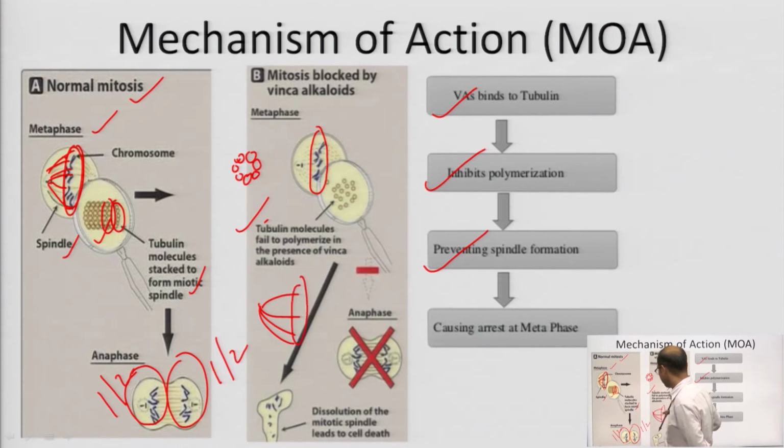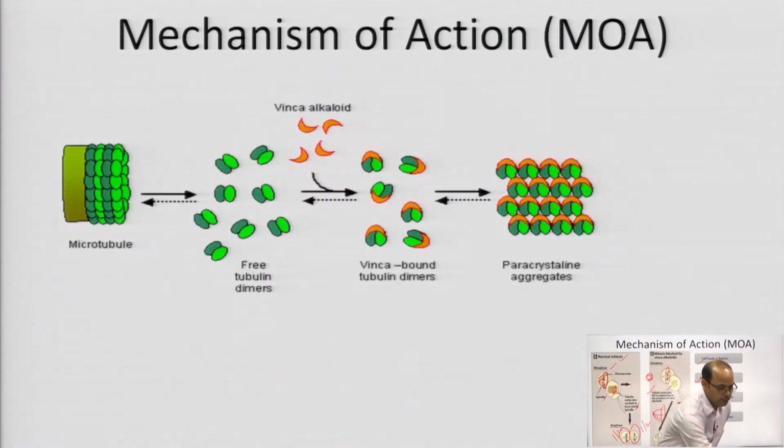In this way there is no formation of these fiber-like structures which carry the genetic material to the opposite poles, and your cell cycle stops, or your cell will not proceed to the anaphase. So this is the mechanism of action with which your anti-cancer drug is going to act in your body. The cell cycle is arrested in the metaphase, causing the arrest of cell division.